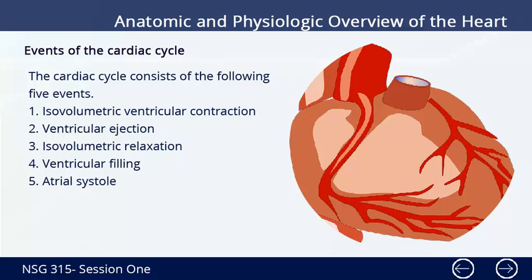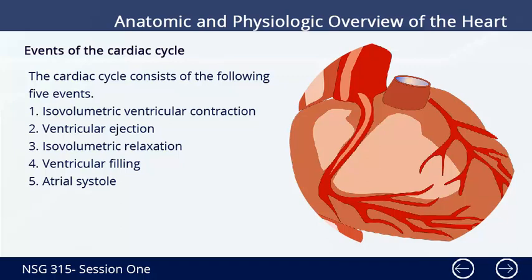Number 2, ventricular ejection. When ventricular pressure exceeds aortic and pulmonary artery pressure, the aortic and pulmonic valves open and the ventricles eject blood. Number 3, isovolumetric relaxation. When ventricular pressure falls below pressure in the aorta and pulmonary artery, the aortic and pulmonic valves close. All valves are closed during this phase. Atrial diastole occurs as blood fills the atria.